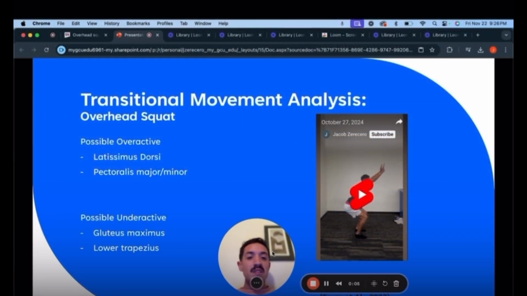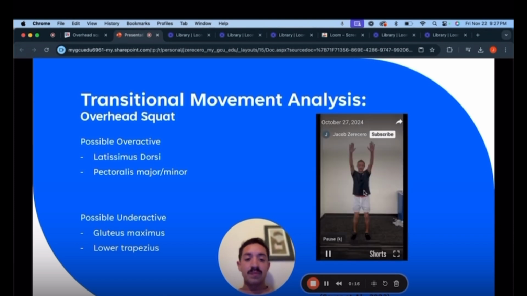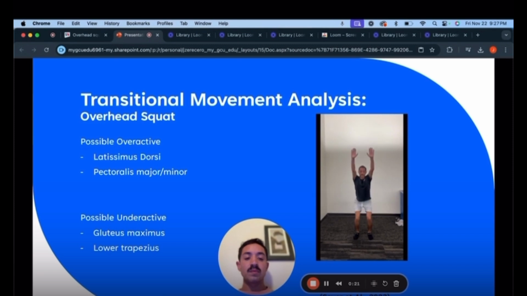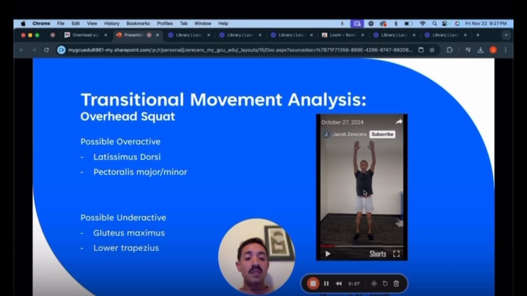Hey guys, my name is Jacob Zetaceto, and I'm going to be going over the transitional movement analysis of the overhead squat. To start out, we're going to look at the anterior view of the overhead squat. From this, we can see that there is no valgus or varus of the knees. The feet are not going in or outward and not flattening. Therefore, there's no evidence of any overactive or underactive muscles. So then we will move on to the lateral view.